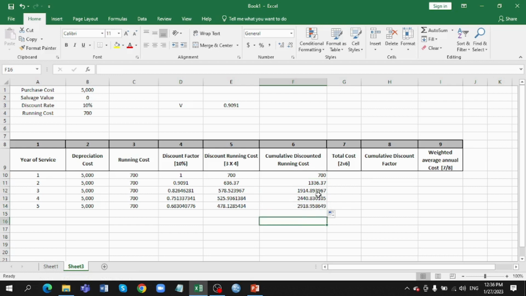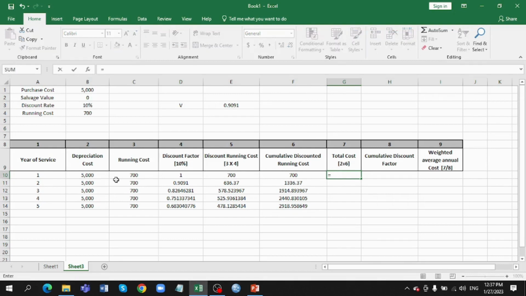Okay, now next, let's go to the seventh column. Before that, let's place this one at the center. So let's move now to the seventh column, which is the total cost. So we have 2 plus 6. Again, 2 and 6 here represent the label of each column. So let's do that. 2, first row, 5,000 plus 700. Then drag this one down. Okay, let's place that at the center. Yes, just a piece of cake.